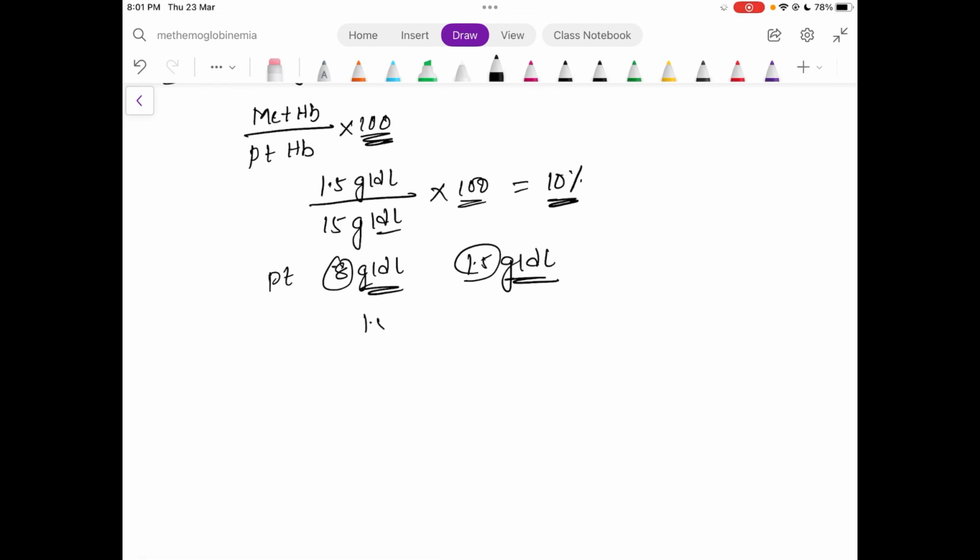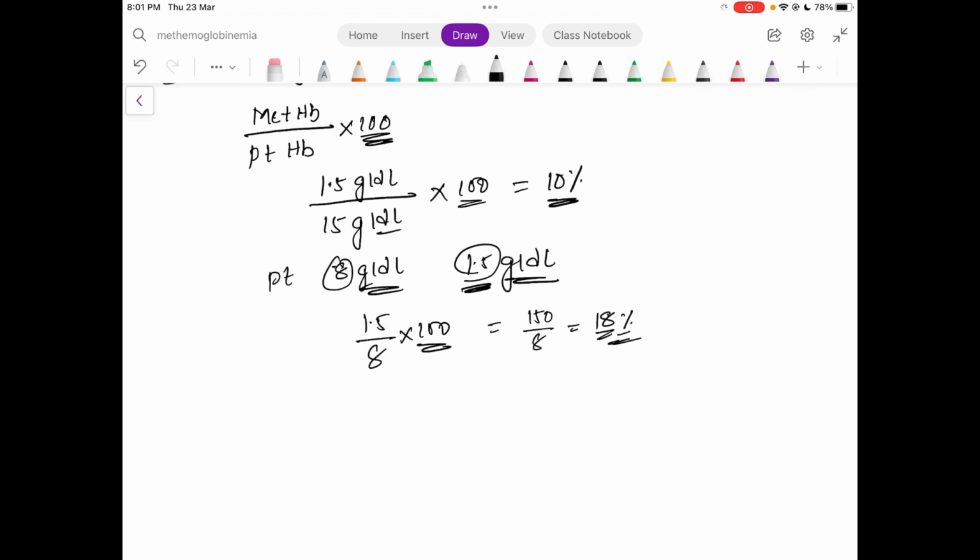So the percentage of methemoglobin will be 1.5 by 8 into 100. This is 150 by 8. This will come around 18 percent.